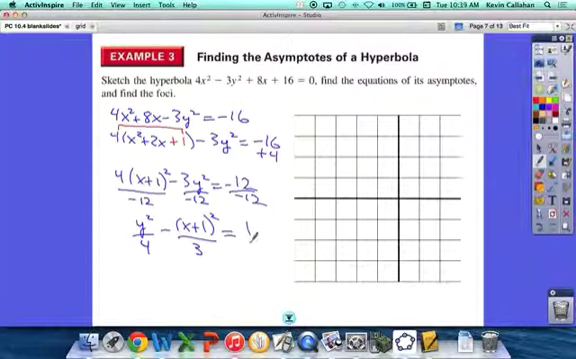Okay, is this one going to be horizontal or vertical? Because the first term is the y term, that's the positive term. The first positive term is y, therefore vertical. Okay, what is the center? Remember the h is always with the x, so it's negative 1, 0.